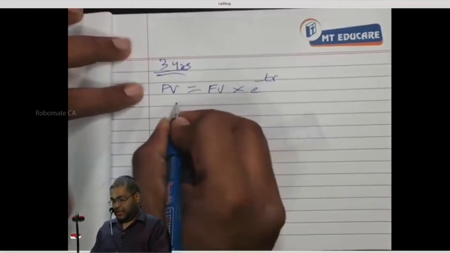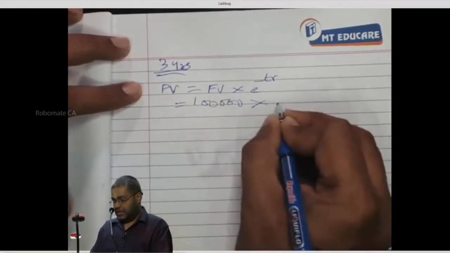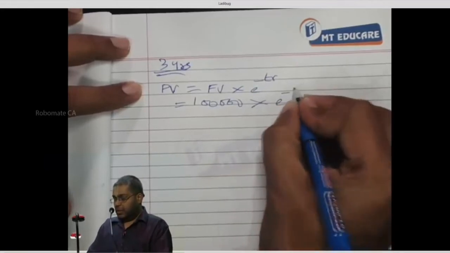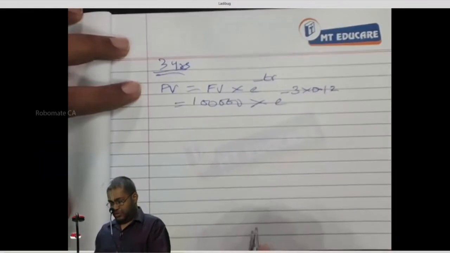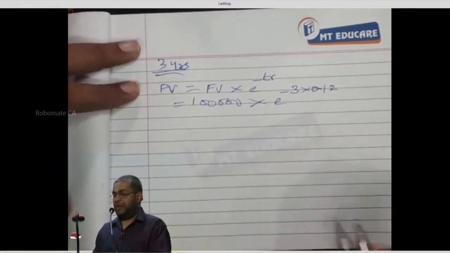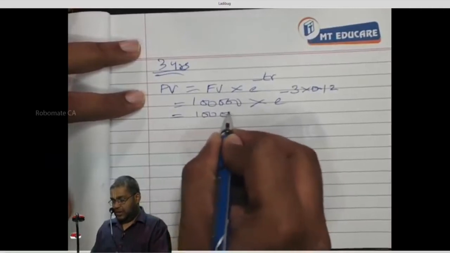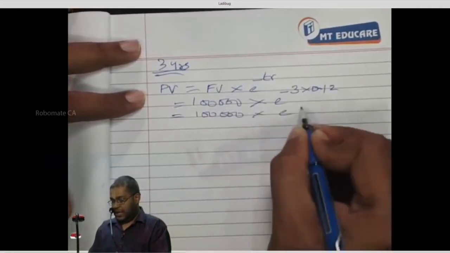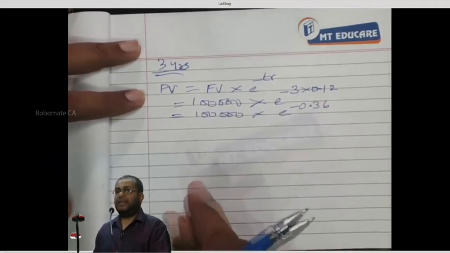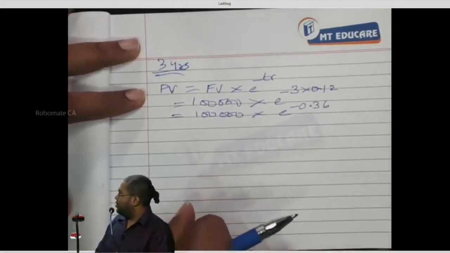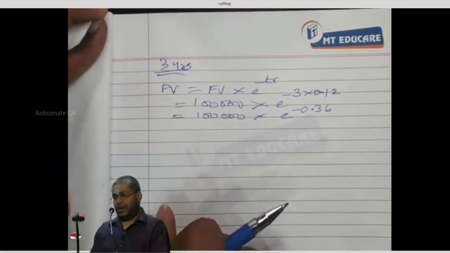Now tell me, what is the future value? 1 lakh. I want 1 lakh after 3 years, into e power minus t r. What is t? 3 years. r is 0.12. So 1 lakh into e power minus 3 into 0.12, which is 1 lakh into e power minus 0.36. Everybody able to understand or not?